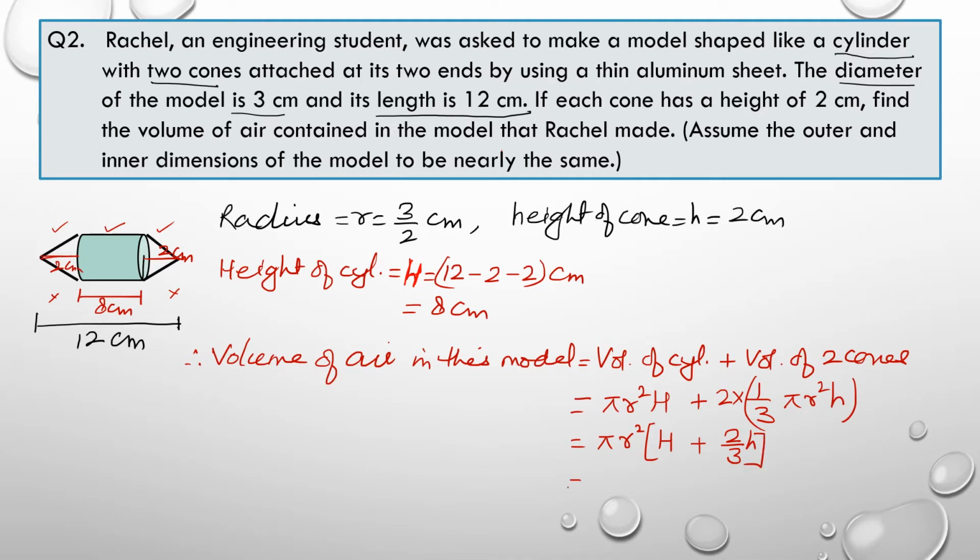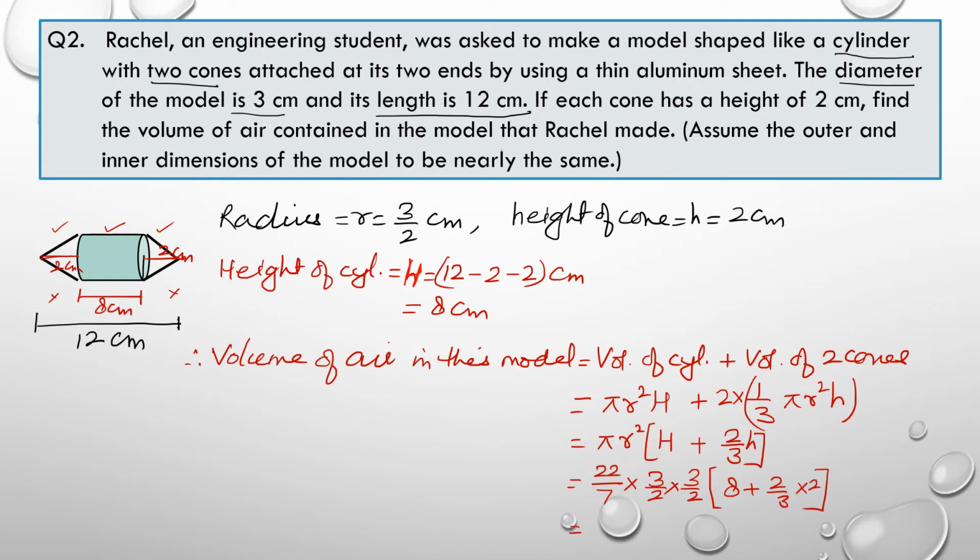Now what do you do? Just please watch, pause this video, substitute the values and find the solution yourself. So for the time being I am doing it. R is 3 by 2, since it is r square, I am writing 3 by 2 twice. Capital H is 8 plus 2 by 3, small h is 2.